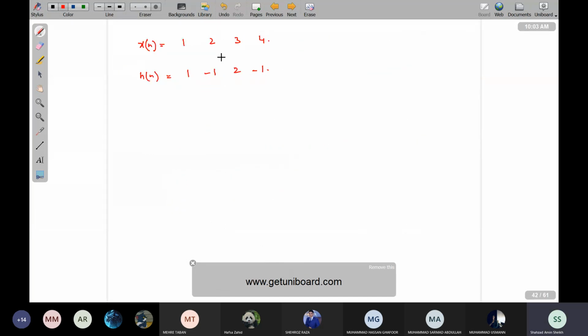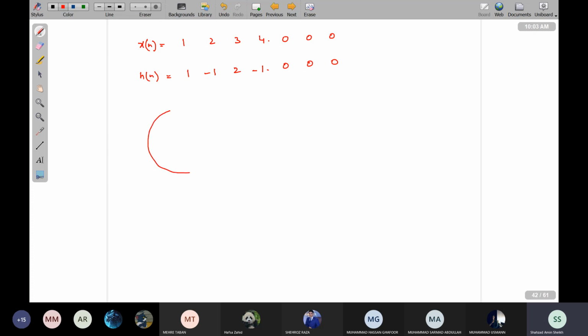So now the expected length of the convolution is 7. So I'm making both of these sequences of length 7. I'm introducing extra zeros. I'm padding extra zeros in x of n and h of n. So this time your circular convolution will be at 7 points.